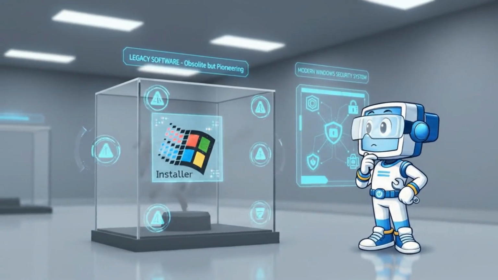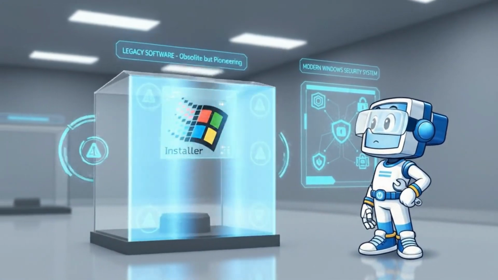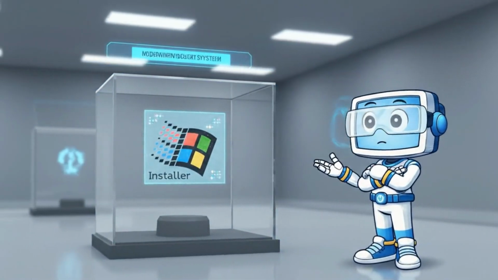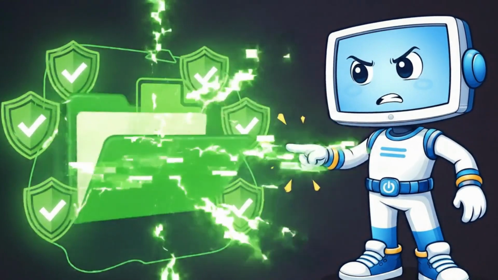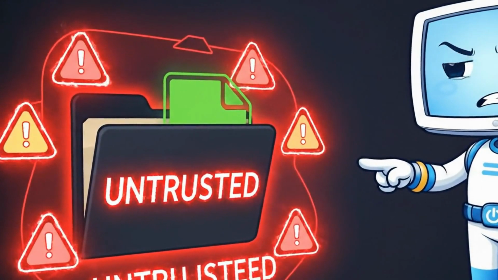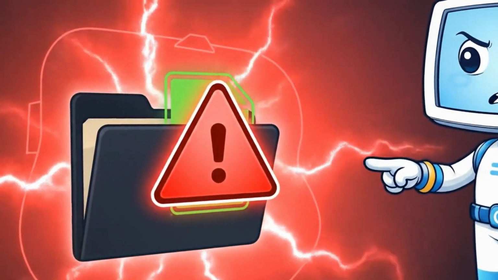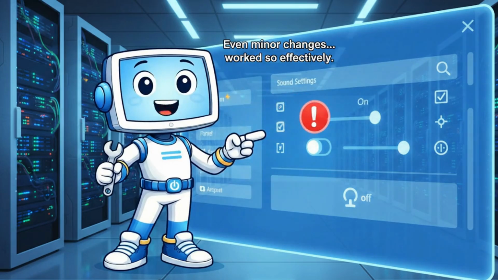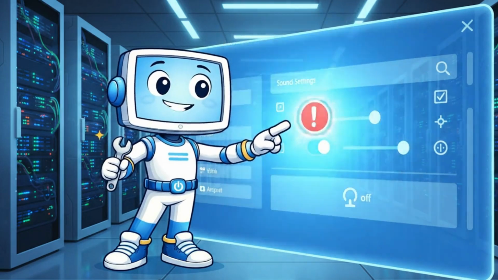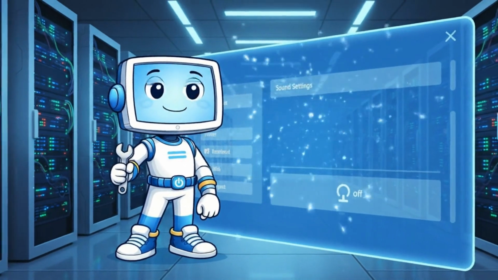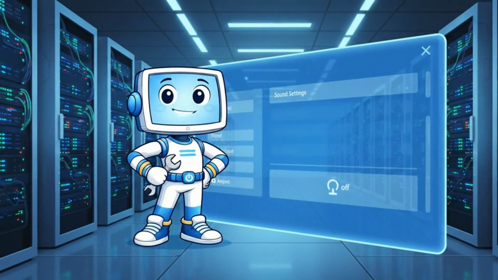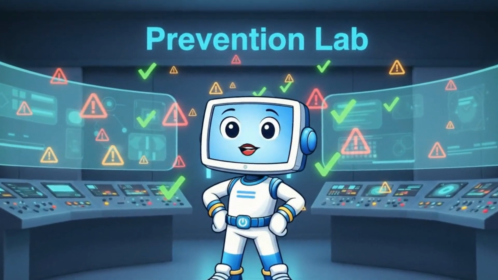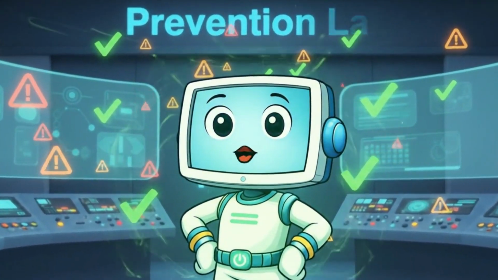Fourth, legacy applications or installers designed for older Windows versions may not comply with modern Windows security checks. Finally, running apps from untrusted sources or temporary folders can trigger the error because Windows treats these files as potentially unsafe. Even minor changes, like modifying a system sound, can sometimes trigger attribute mismatches, which explains why our previous fix worked so effectively. Understanding these causes allows us to prevent the error before it occurs.